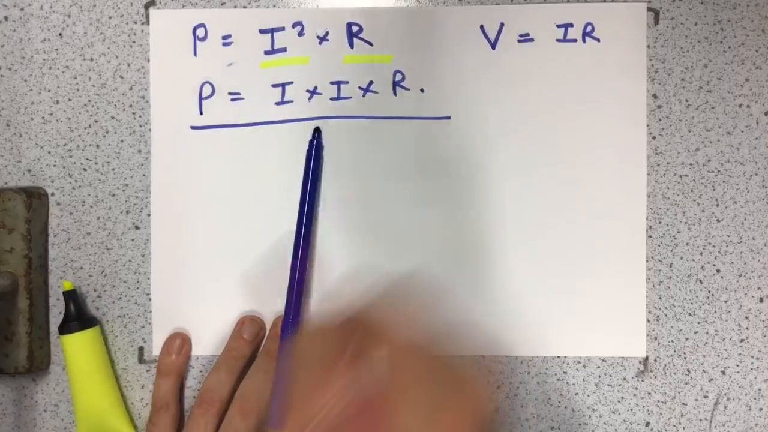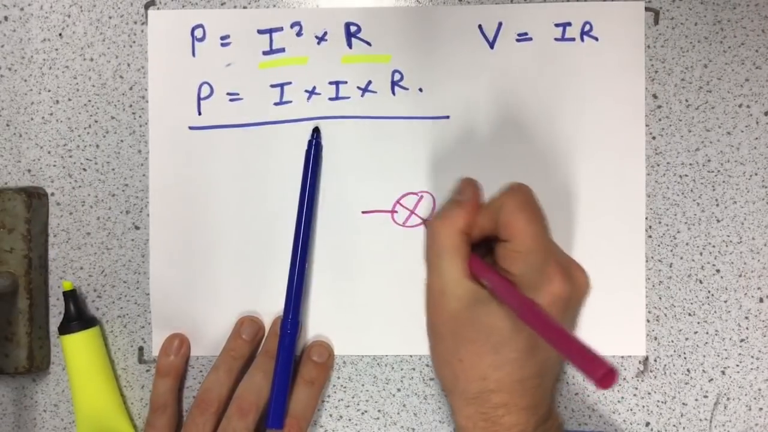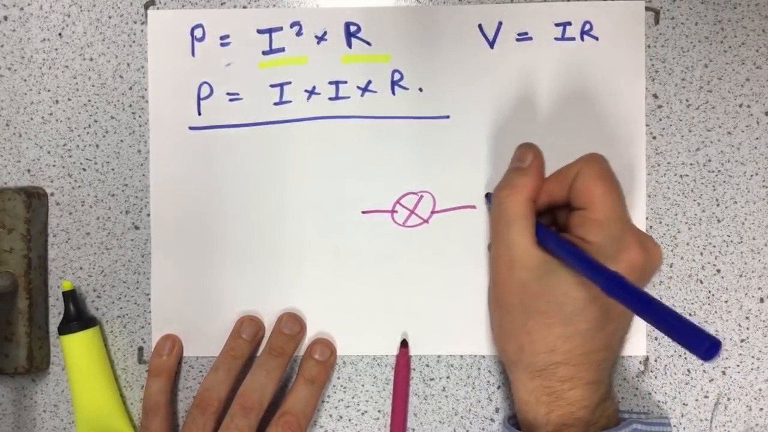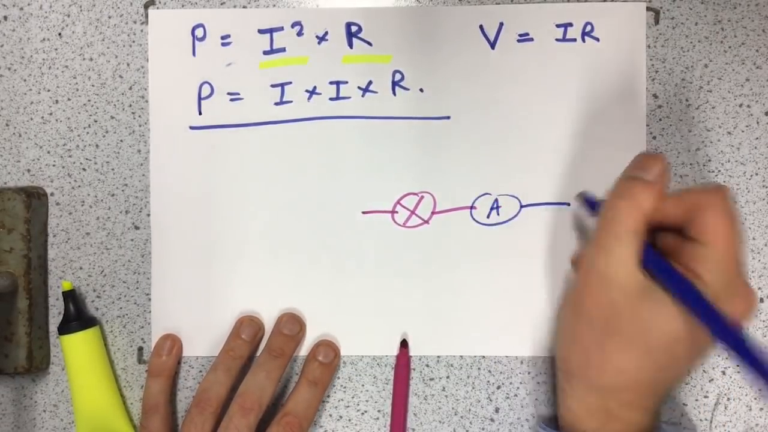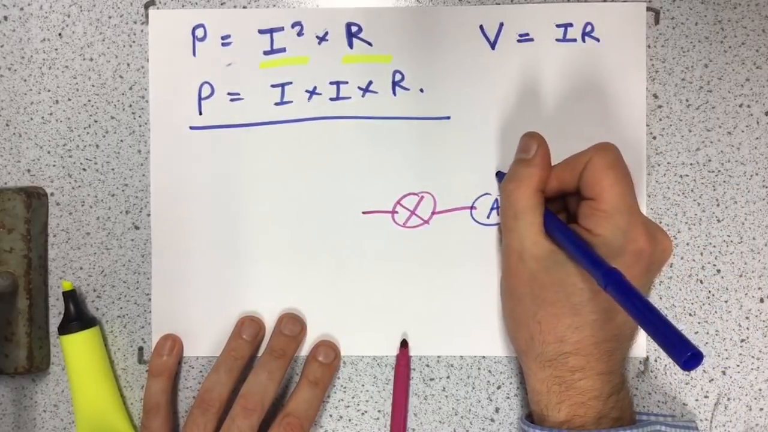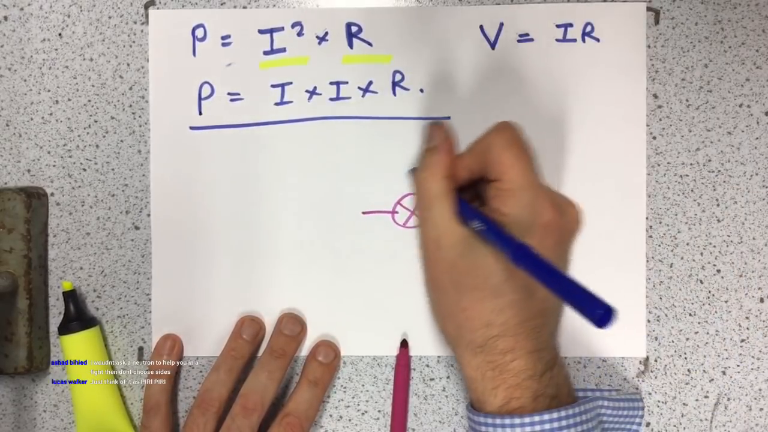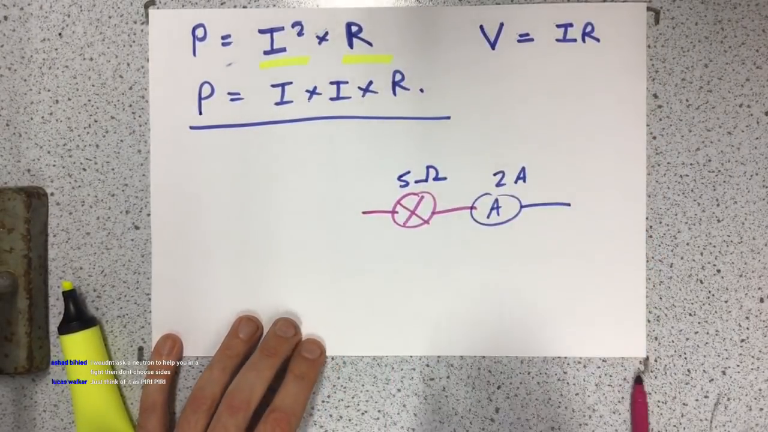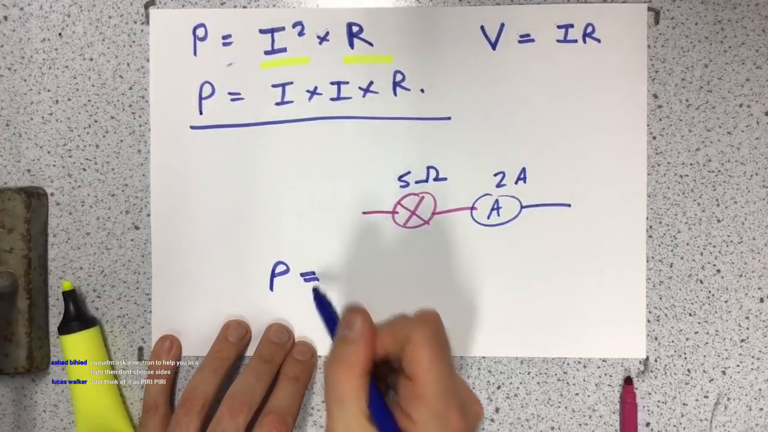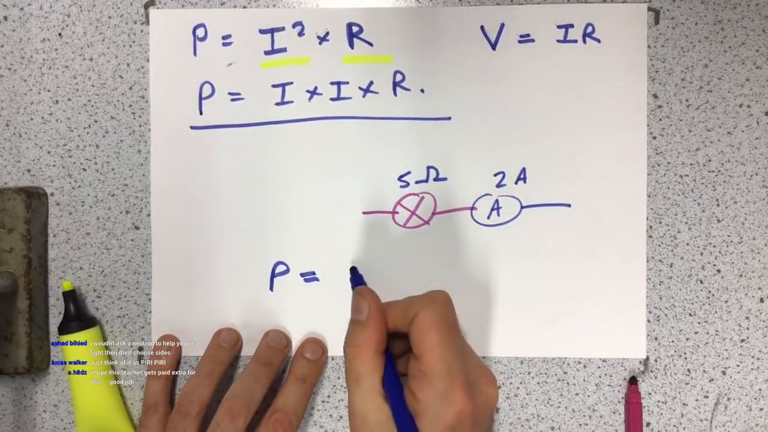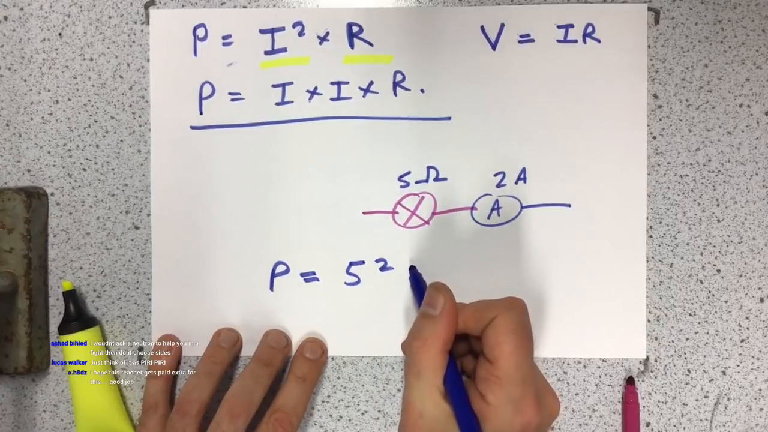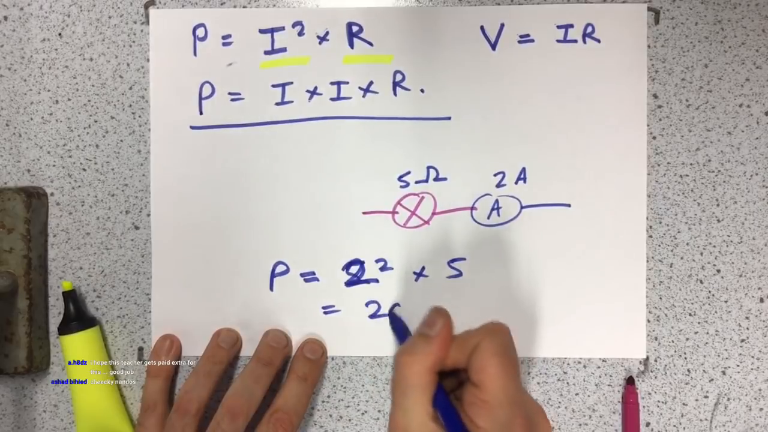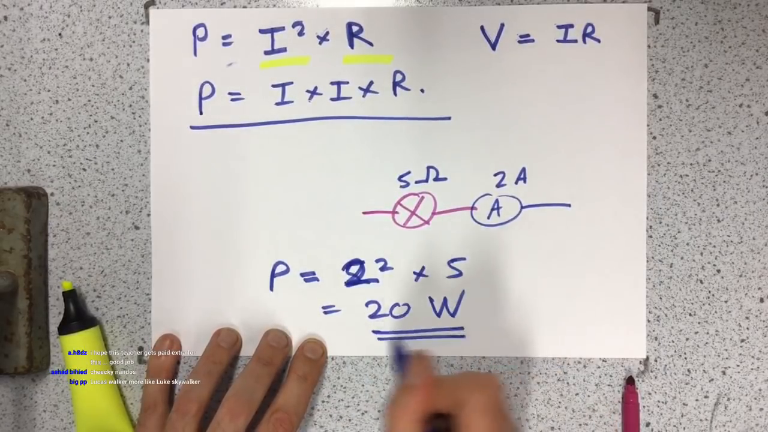All right, so you might have a bulb. I'm going to stop calling them bulbs because that's what we put in the ground and they turn into plants. Right, and we have an ammeter. Okay, and the ammeter is reading 2 amps, and the bulb has a resistance of 5 ohms. Right, so the power is equal to 2 squared times 5, which is 20 watts.